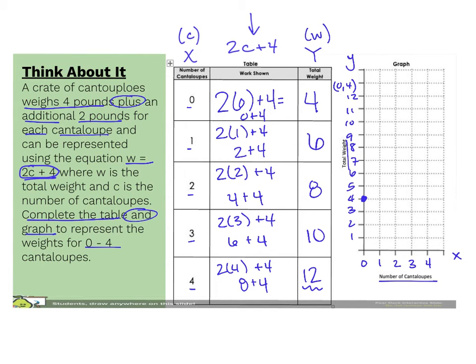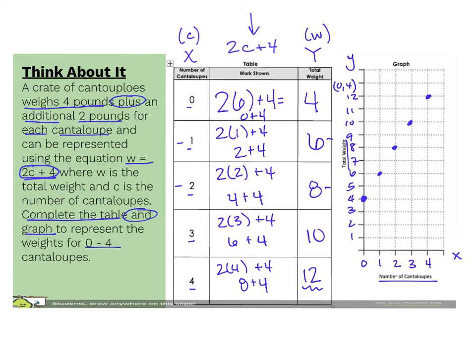So the first point is at 0, 4, right? Remember, X comes first and then Y. The second point is at 1, 6, which is here. And then we have 2, 8, 3, 10, and 4, 12.